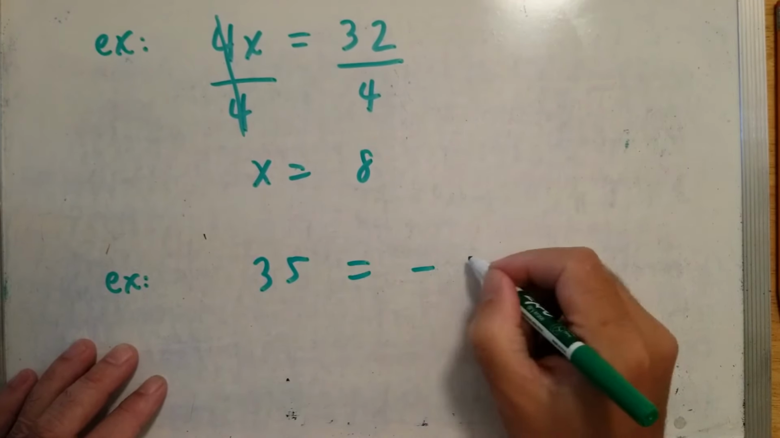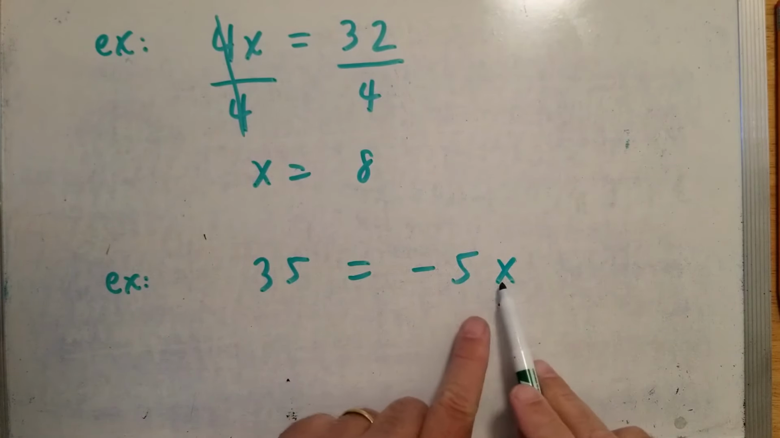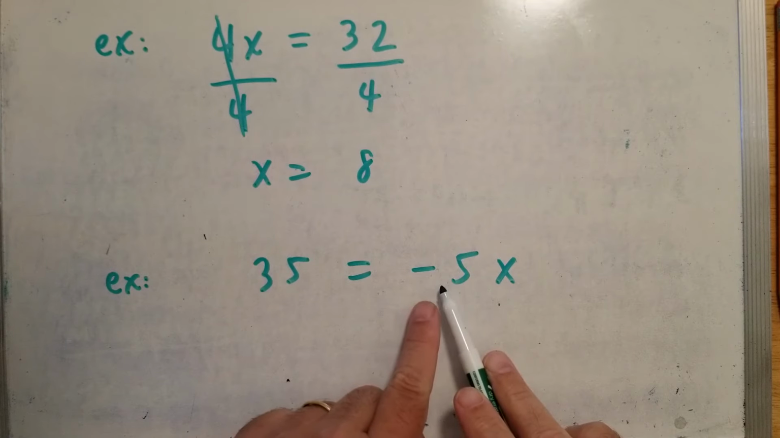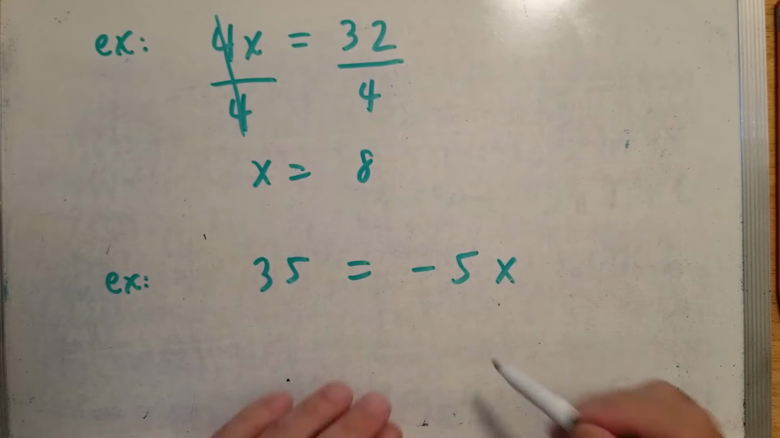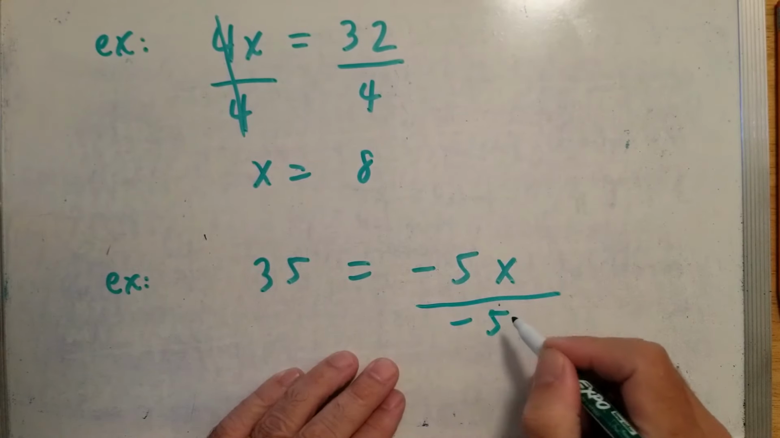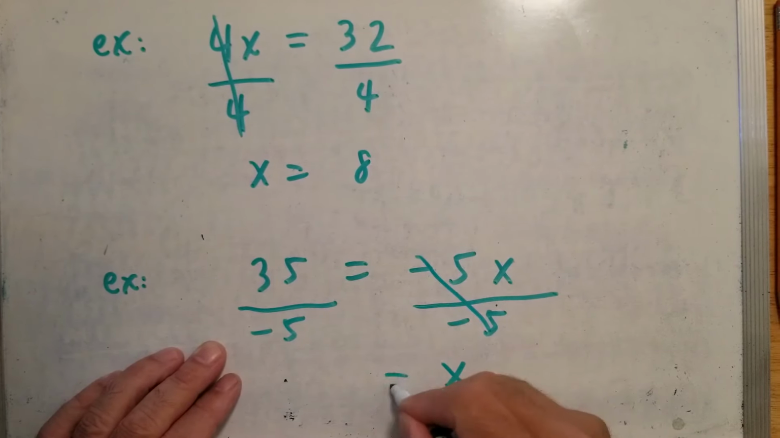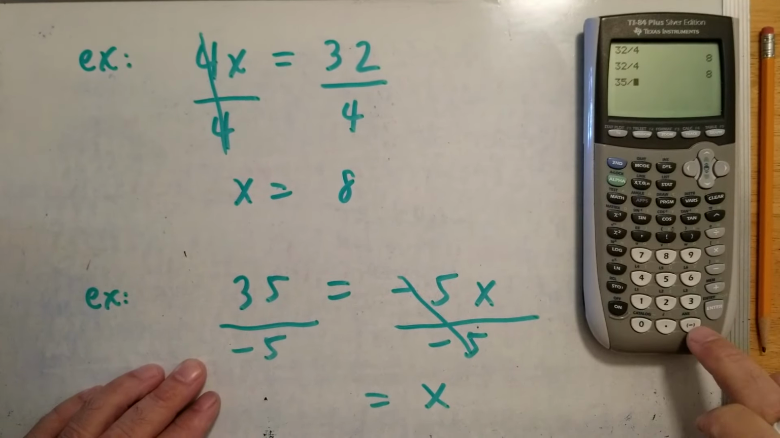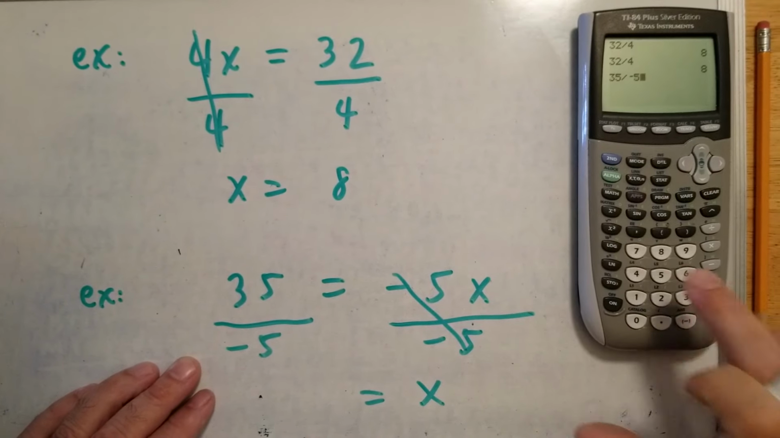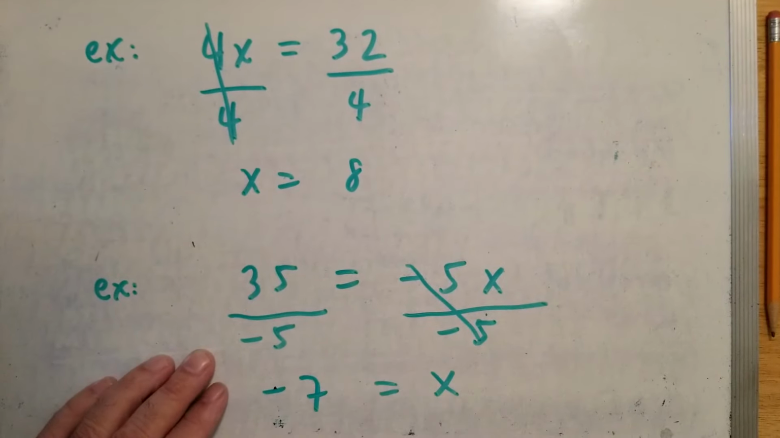How about 35 equals negative 5 times x? Notice there's nothing in between the 5 and the x, so this negative 5 is a coefficient on x, which means it's multiplying x. So to get rid of it, I'm going to divide both sides by a negative 5. Divide by negative 5. These negative 5's cancel out. 35 divided by, now here I'm going to use the negative number symbol, negative 5. Gives me an answer of negative 7. So x equals negative 7 for that example.